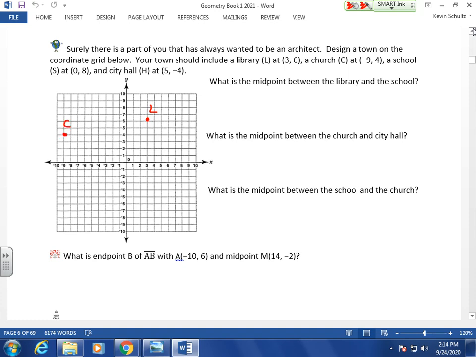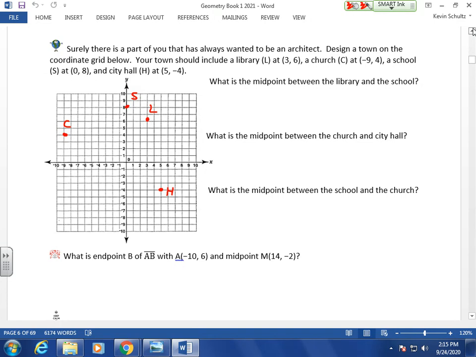Okay, negative 9.4 is our church, point C. Got to have an education, so let's go to school. That's at 0.8. Put it close to the library there. Okay. And then City Hall, which is point H, at 5, negative 4. Now, my town would have a Buffalo Wild Wings in it, but oh well. Okay.